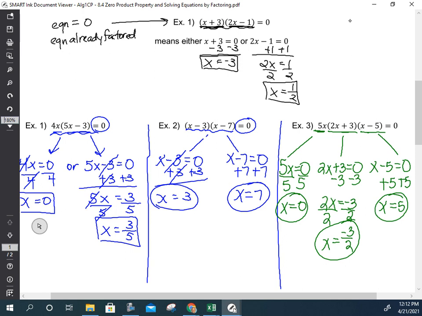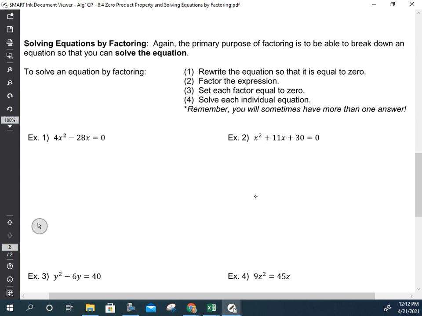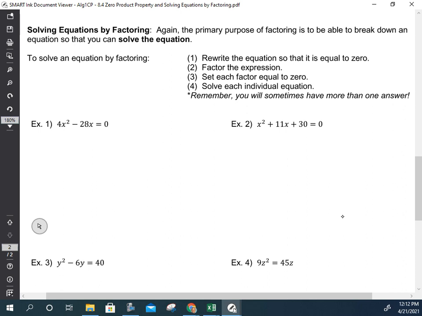All right, so the question was asked, is it always going to be factored for you? The answer is no. So what do we do if it's not factored? It didn't do us that solid. How do we solve it? There's 4 things we have to do if it's not done for us.